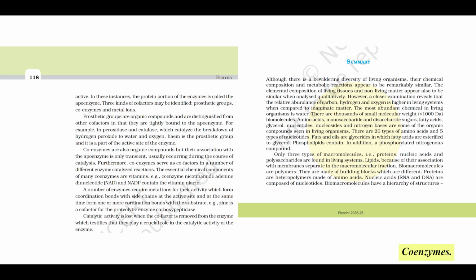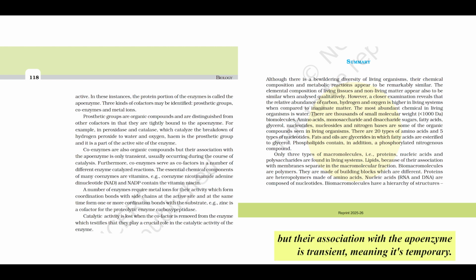2. Coenzymes. These are also organic compounds, but their association with the apoenzyme is transient, meaning it's temporary. They bind only during the catalytic reaction, often acting as carriers of specific chemical groups or electrons between reactions. Coenzymes can often work with multiple different enzymes, an extremely important point for nutrition and exams. Many vitamins are essential components of coenzymes. For example, the vitamin niacin, vitamin B3, is part of the coenzymes NAD and NADP, which are crucial electron carriers in metabolism. Coenzymes organic, loosely bound, often derived from vitamins like NAD.